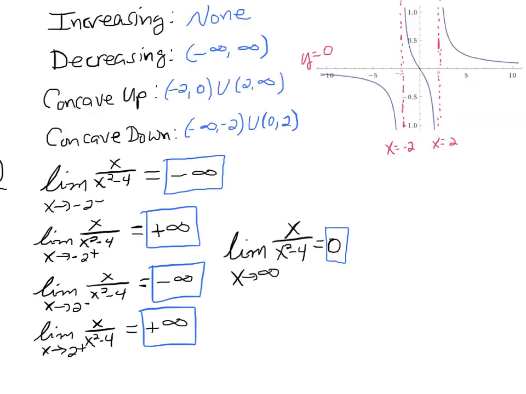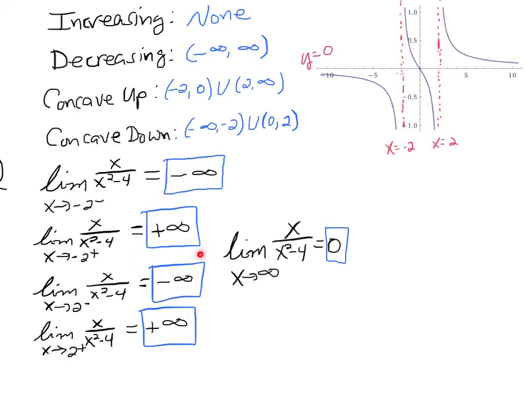Okay, so increasing: none; decreasing: over the whole real line; concave up where we said it was going to be. So now you can see we are concave up from minus 2 to 0, and we're concave up from 2 to infinity. That's on this side. We are concave down from minus infinity to minus 2, and we are concave down from 0 to 2. Here are our vertical asymptotes. That was this analysis here.